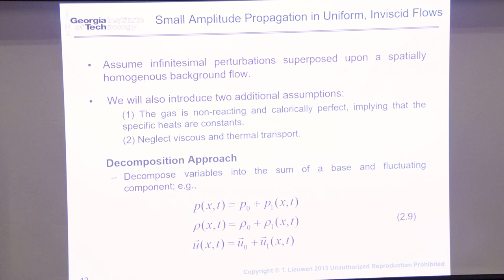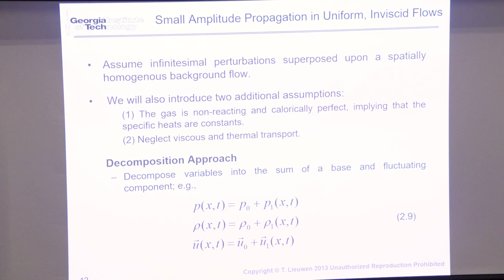That's what I mean by spatially homogeneous background flow. So we've got this flow, it's a pretty simple flow. And now I want to disturb it. I want to add a disturbance to it. I'm going to hit it with a hammer or something like that, or pulse a laser into it, and I want to see what happens to those disturbances. And like I said, I'm going to assume that the disturbance I create is really small. All right, and basically what that means is I can linearize the governing equations.